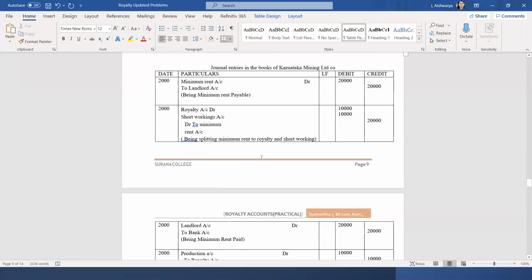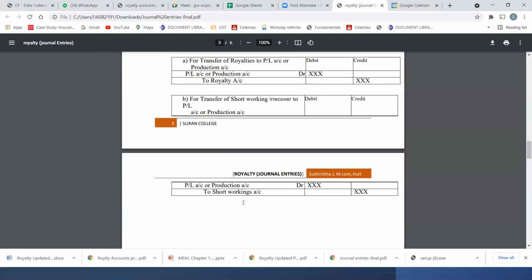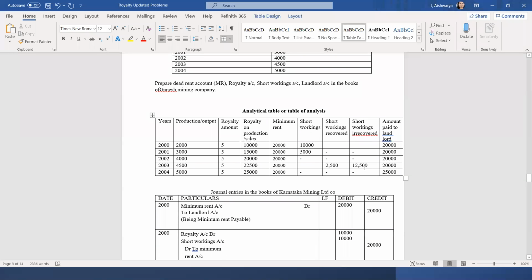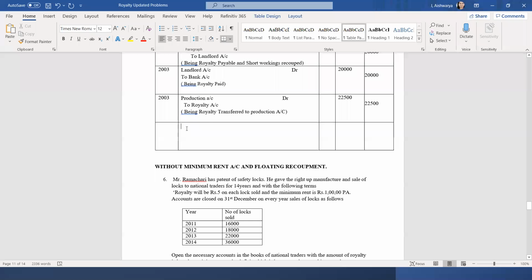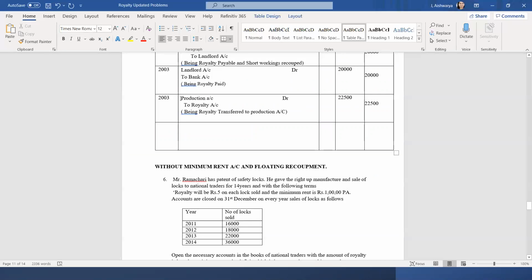Then next, after transferring royalty, is there any irrecoverable entry in 2003? Okay, so which journal entry do we have to write? Production account debit to short workings account. Instead of royalty, I just take it as short workings: production account debit to short workings account. So that is 2003.